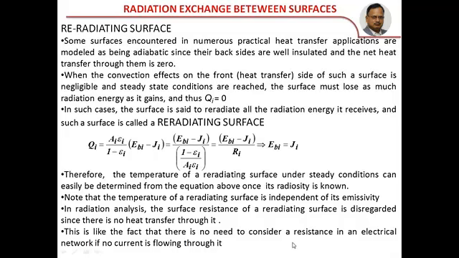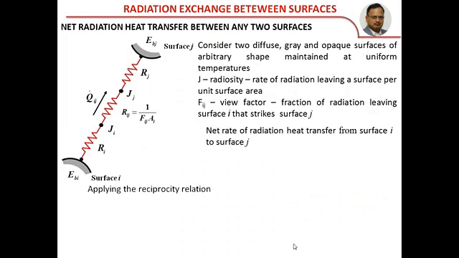This is like the fact that there is no need to consider resistance in an electrical network if no current is flowing through it. Now we will introduce the second resistance in the heat transfer by radiation, that is, surface resistance.